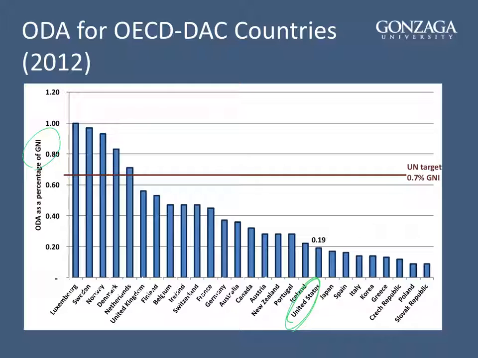So we do give a lot of aid, mainly because we have a whole bunch of money, but in terms of overall giving relative to our income, we actually don't give nearly as much as some of these other countries like Luxembourg, Sweden, Norway, Denmark, Netherlands. They all give significantly more. To put this in perspective, 0.19% of our income is a very, very small amount, whereas in Luxembourg and Sweden, they're giving about 1% of their total income.